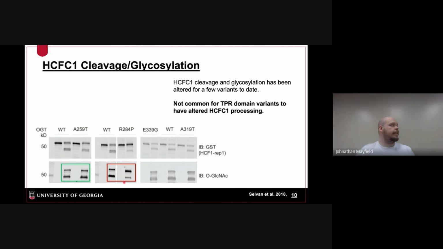Now, some other variants that Dan has characterized also see something similar, but again, it's not a common issue across the board. It is an issue for some variants, for some mutations in the protein, but what we really need, and I've mentioned this a couple times, is a way for us across the board to determine, are these variants causal? Are they causing the intellectual disability?